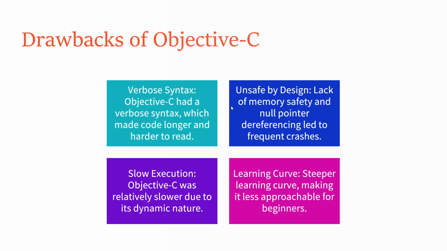Drawbacks of Objective-C, the previous programming language of Apple. Verbose syntax: Objective-C had a verbose syntax which made code longer and harder to read. Unsafe by design: lack of memory safety and null pointer dereferencing led to frequent crashes. Slow execution: Objective-C was relatively slower due to its dynamic nature. Learning curve: steeper learning curve, making it less approachable for beginners.